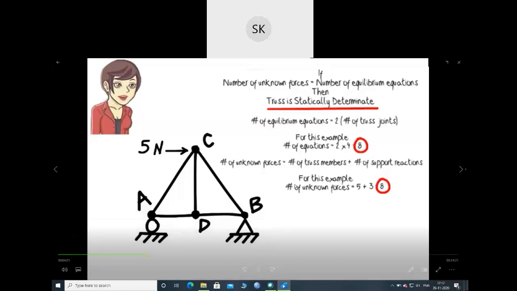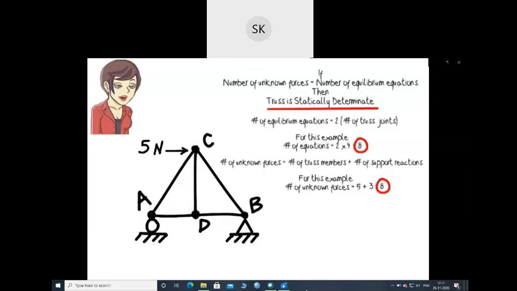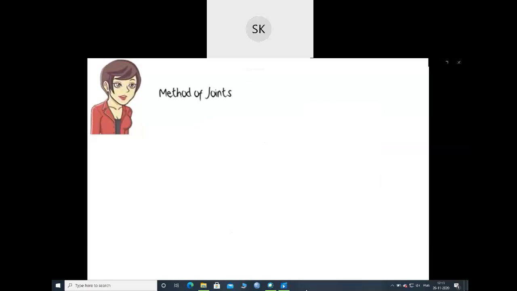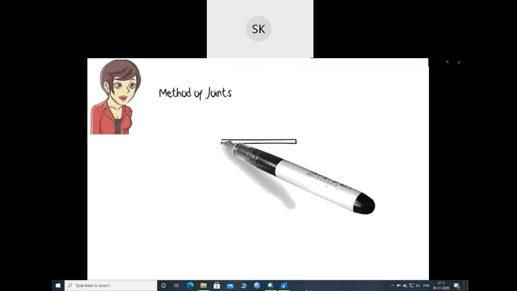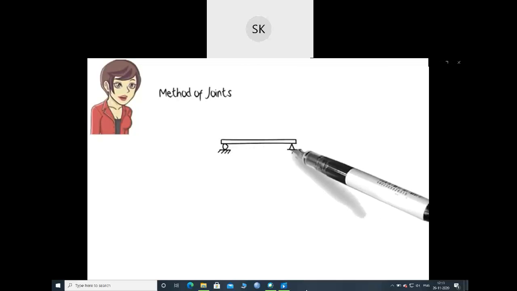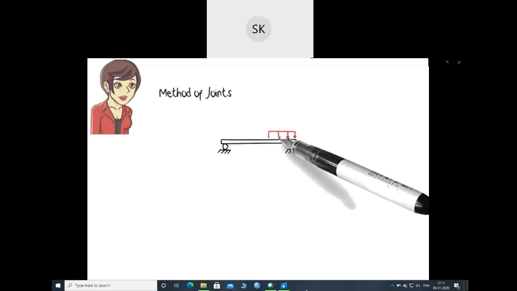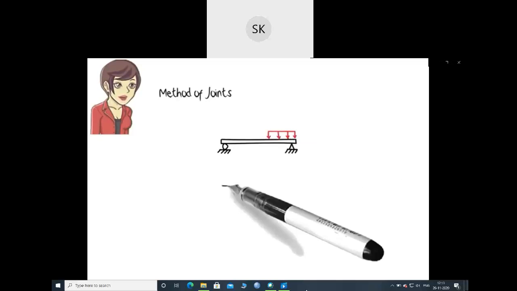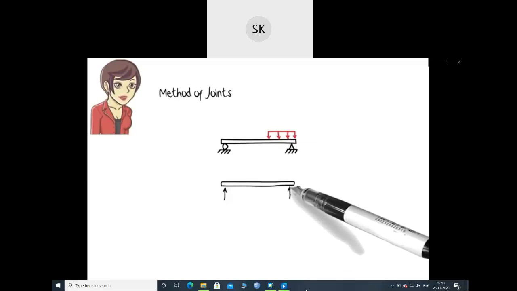How do we analyze such a truss? How do we calculate the axial force in each member? There are several truss analysis techniques. Here, we are going to explain and illustrate a technique called the method of joints. This technique is a direct application of the principle of static equilibrium. According to the principle, if a structure is in equilibrium, then the equilibrium equations must be satisfied not only for the structure as a whole, but also for any of its parts.